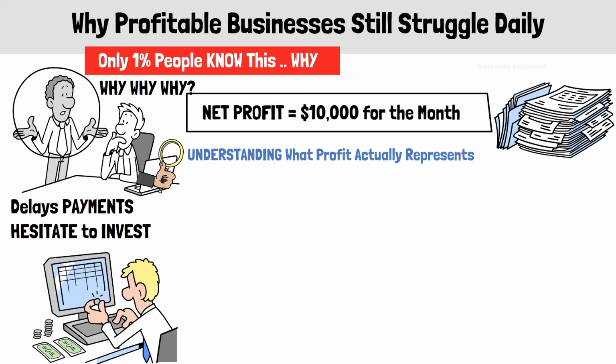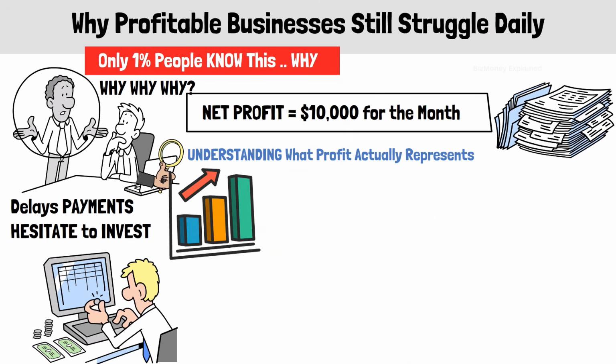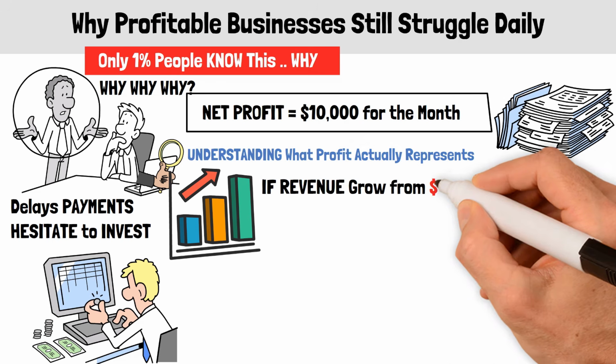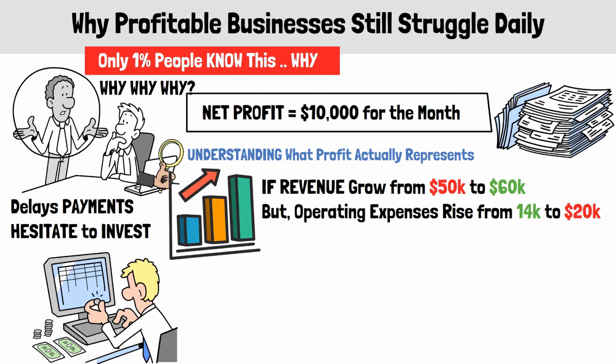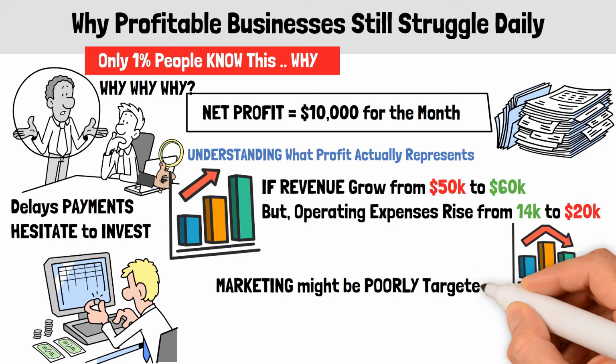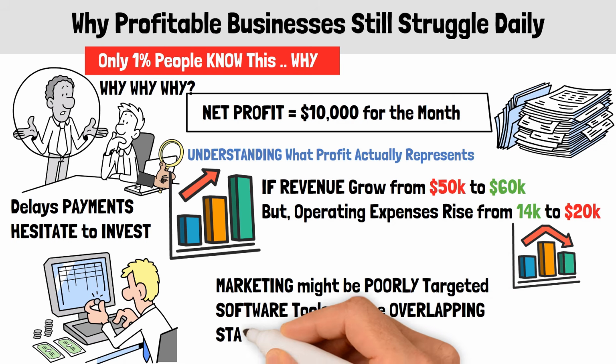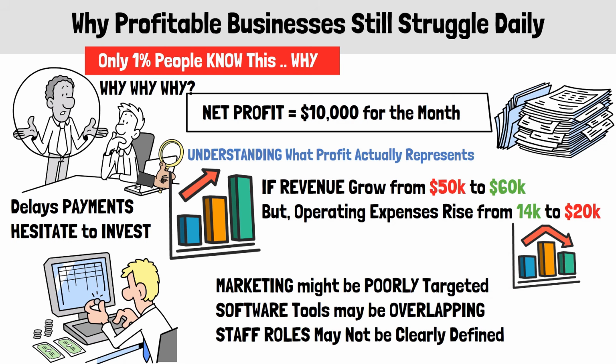Profit and loss also reveals efficiency trends. If revenue grows from $50,000 to $60,000, but operating expenses rise from $14,000 to $20,000, the business is growing but becoming inefficient. Marketing might be poorly targeted. Software tools may be overlapping. Staff roles may not be clearly defined. These insights only appear when you compare periods, not when you look at a single month.